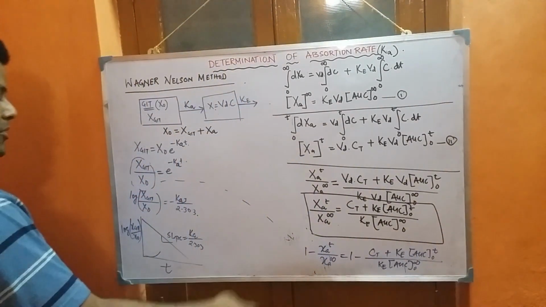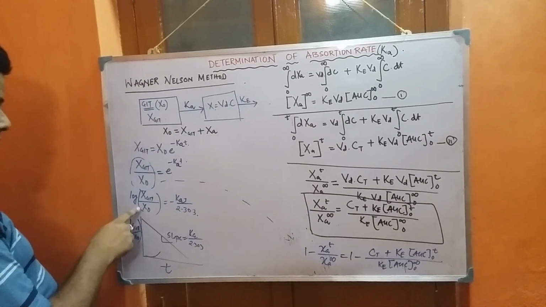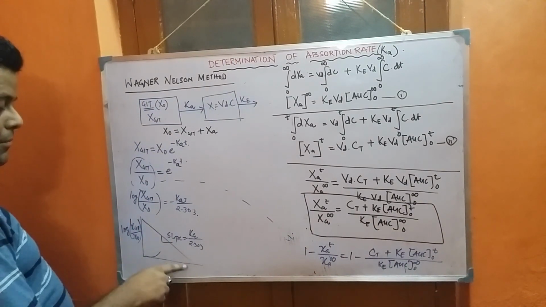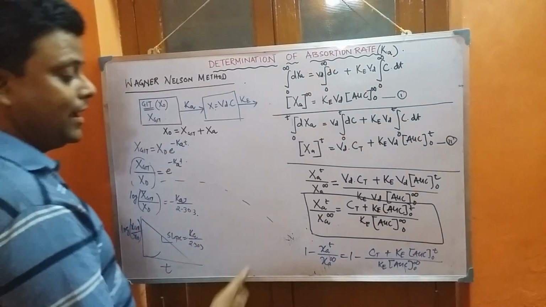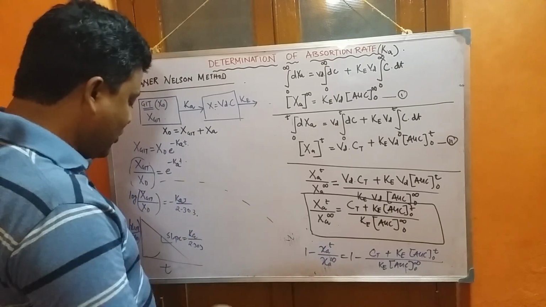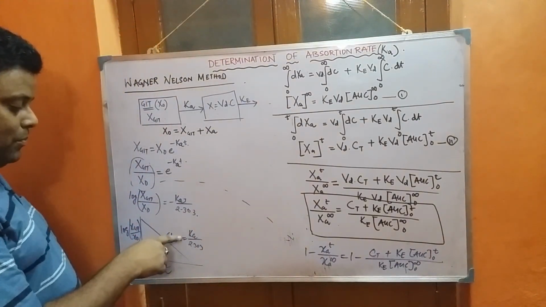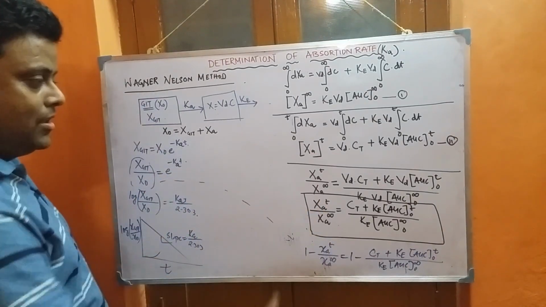Finally, you will get this value, and this value will be plotted on the y-axis against the x-axis, that is time, and you will get a straight line. You will draw the straight line, and the slope equals k by 2.3. So hence it is proved.